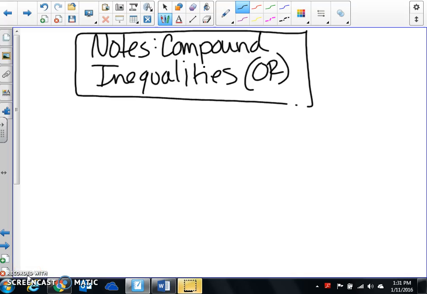Okay, when we talk about "or" compound inequalities, these are our unions. It's what makes both of them, so it could be this answer or that answer. So all of it together is a solution. Versus before, when we talked about "and"s, they had to overlap. These do not have to overlap.